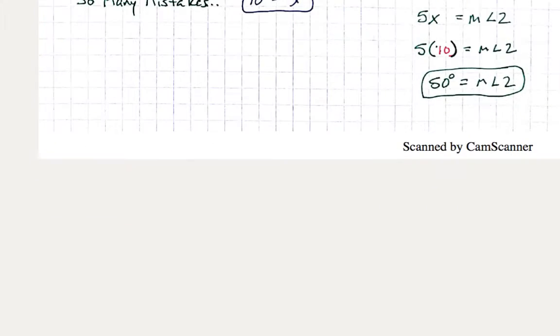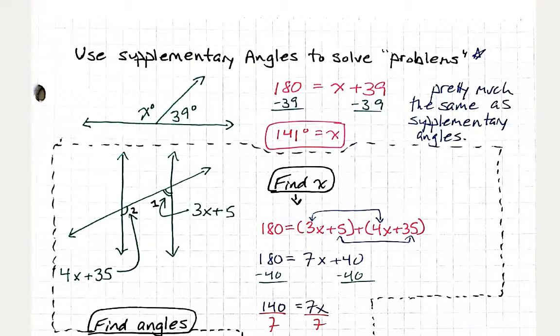Next up. Take a look at a similar example for using supplementary angles. Here, I've got two angles that come together to make a straight line. They're a linear pair. They're supplementary. These two angles, an angle with x degrees, some unknown number of degrees, plus the 39 degree angle, are going to add up to 180. To solve this, I take 39 from each side, and I get 141 degrees for the unknown angle. By the way, that's pretty much the same as supplementary angles.